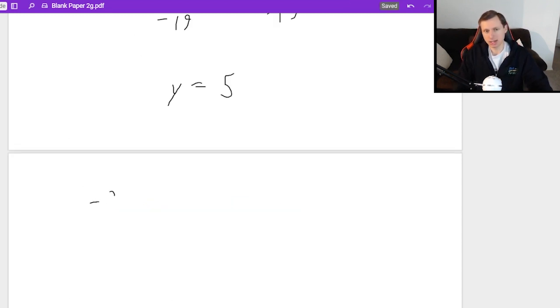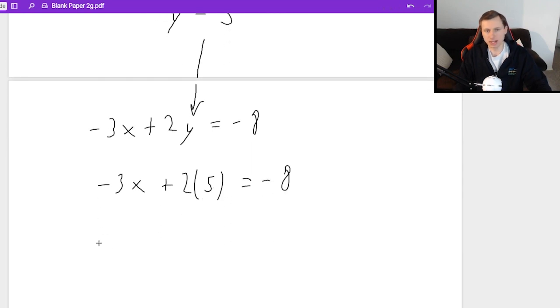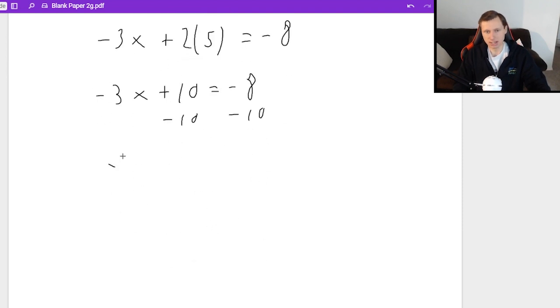So that's saying negative 3x plus 2y equals negative 8. And I am plugging in y equals 5 for y. That's going to look like negative 3x plus 2 times 5 equals negative 8. Simplifying, I get negative 3x plus 10 equals negative 8. Subtract 10 from both sides. Negative 3x equals negative 18. And then divide both sides by negative 3. And we'll get x equals 6.